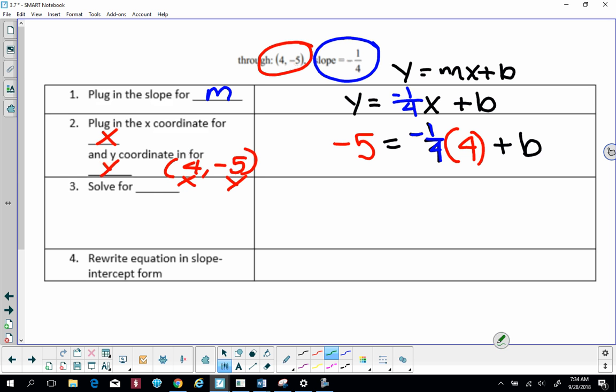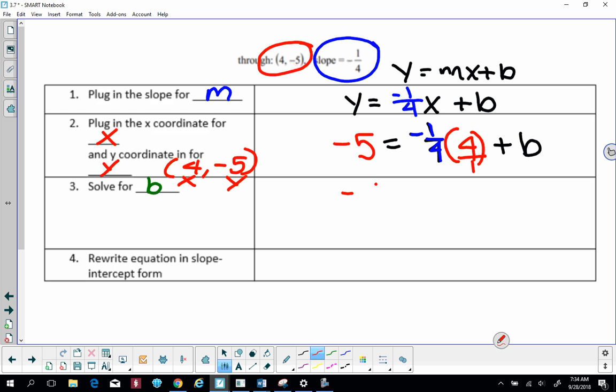The next thing we're going to do is solve for b, or your y-intercept. In your calculator, if you have one, remember what button you can press on your calculator to get a fraction? Remember what the button's called? It's the ND, right? You can put negative 1/4 right into your calculator, or I can multiply across. What's 4 as a fraction? 4 over what? 1.